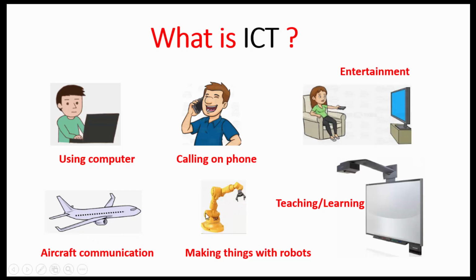You can see a picture of a robot here. Robots are used in companies, especially manufacturing companies, to make things. It has a robotic arm which can do a lot of things like spraying, lifting things, cutting metals, and such things. These robots are controlled using computers, and most of them work automatically. They know what they are supposed to do. And all those things are ICT.